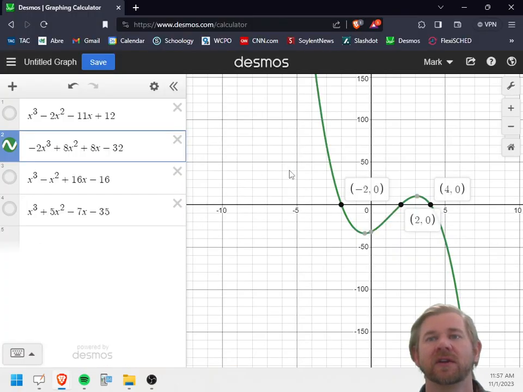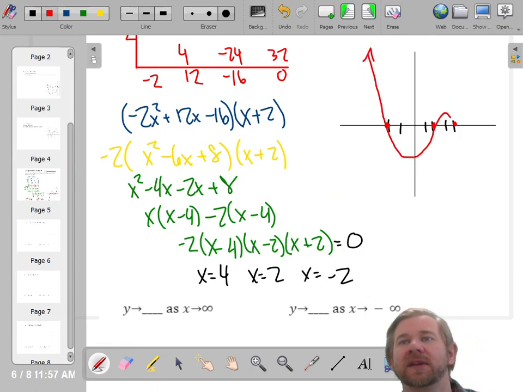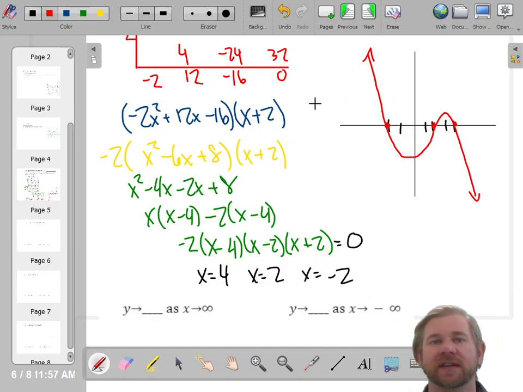So I should see in my graph at negative 2, positive 2, and positive 4, I have x-intercepts. And if I look, I do. Negative 2, positive 2, and 4. This graph is negative in odds, so it goes the other way, but it's the same idea. Okay, 3 intercepts, so there's nothing fancy.